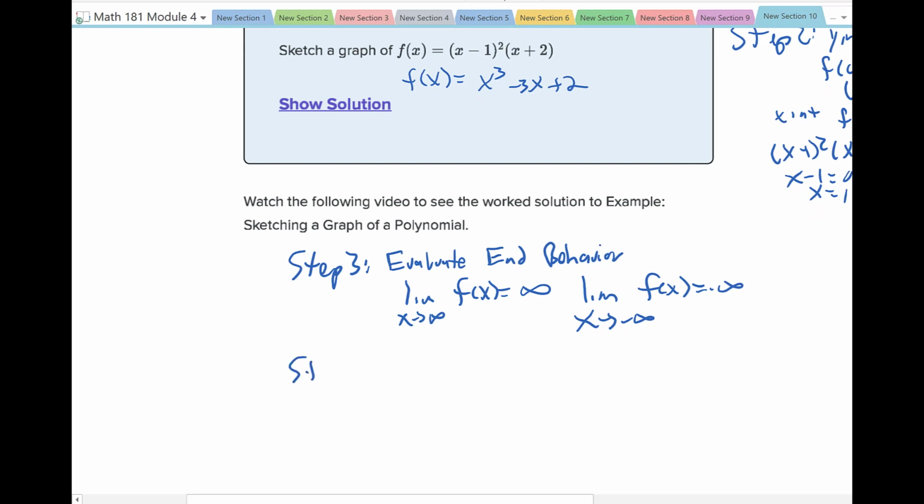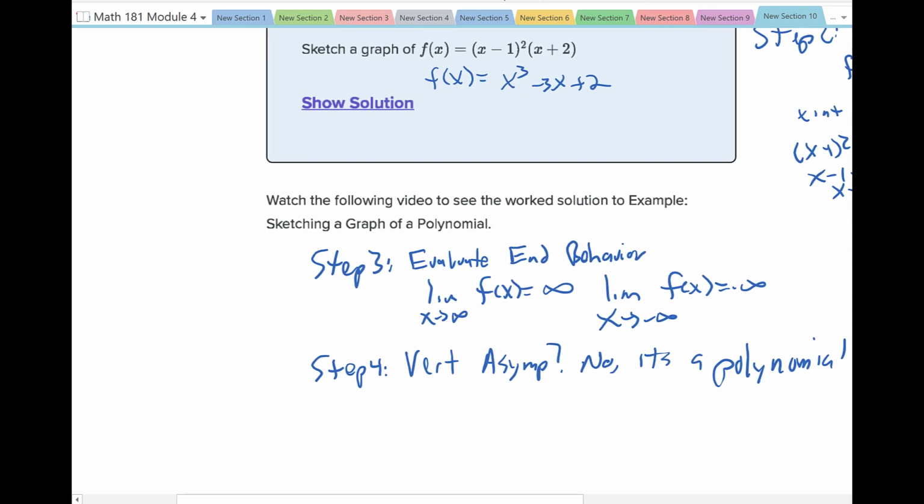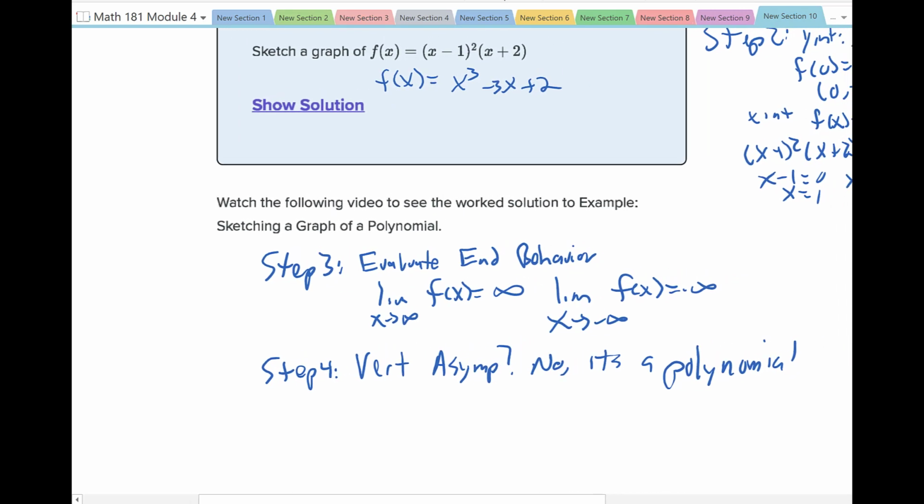Okay, step 4. Any vertical asymptotes? The answer is no, because it's a polynomial. Just cross the line on that one.